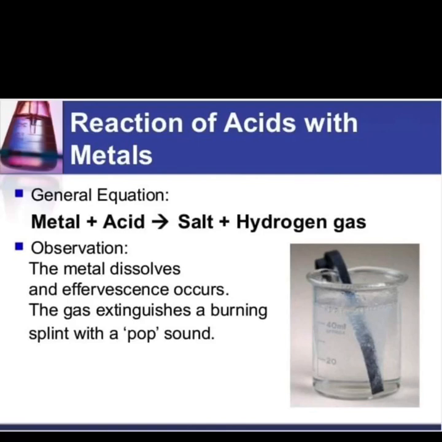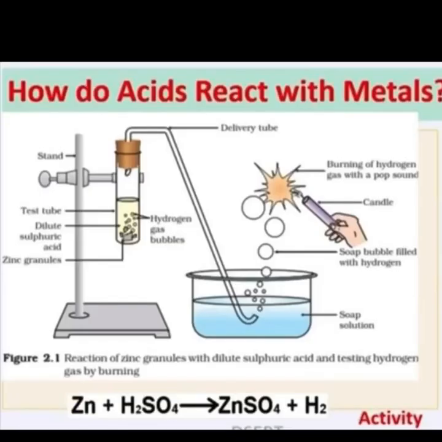Salt and hydrogen gas are formed. What are the products we will get, children? Salt and hydrogen gas. When an acid is reacted with metal, salt and hydrogen gas are formed. Children, you already learned this reaction, right?